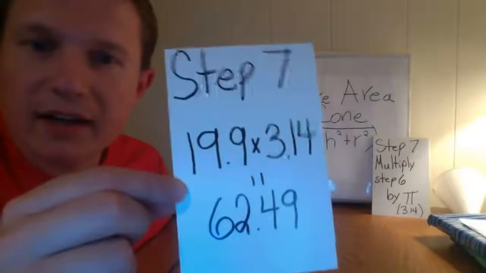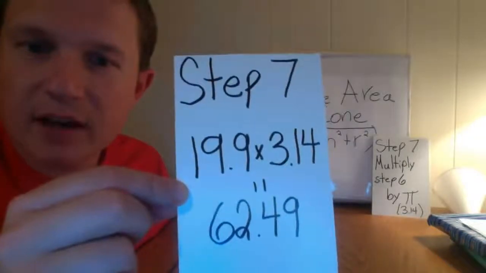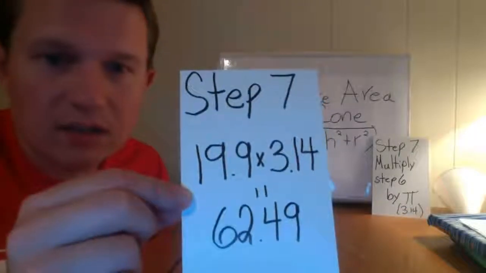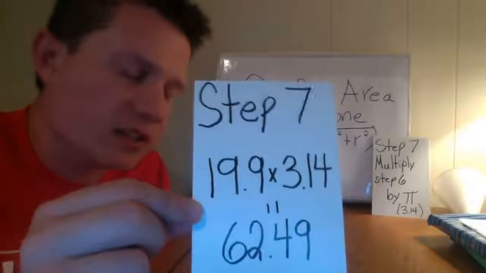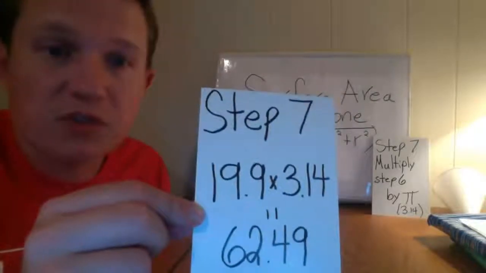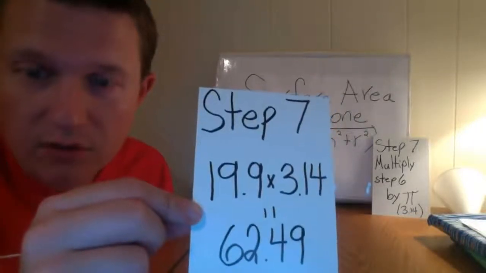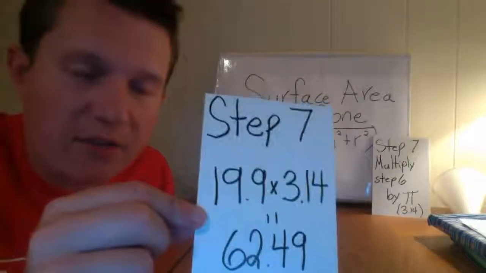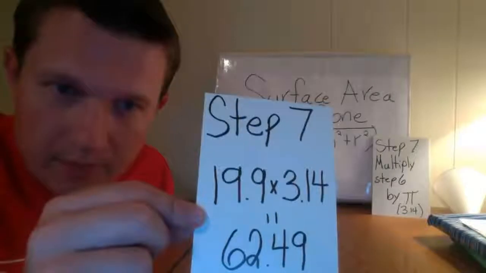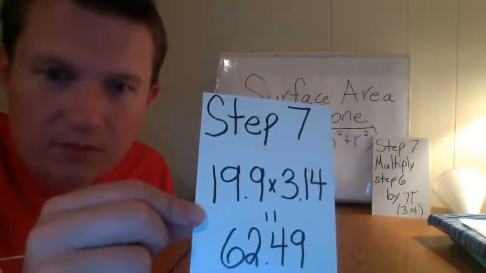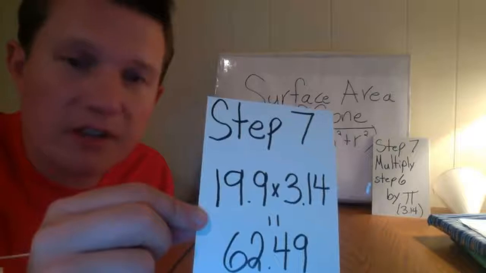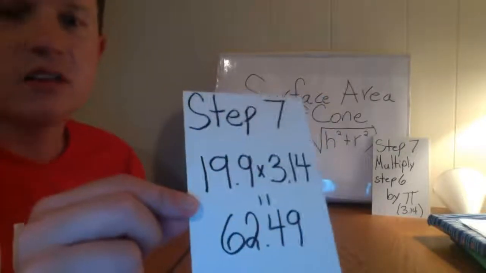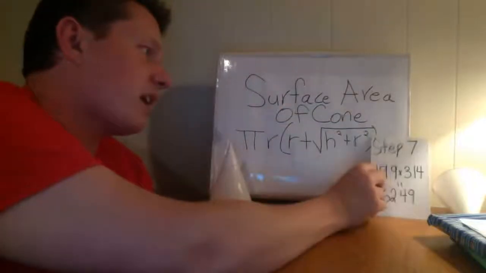But I multiply 19.9 times pi, a standard pi of 3.14. And I get approximately 62.49. And once again, why is it approximate? Well, first of all, I've already rounded for the square root of 221 earlier on. Pi is an infinite number. It is not exact. It's about. So when you multiply by pi, you're always going to get an about. You're never going to get the exact head-on answer. So I got 62.49. That's step 7.